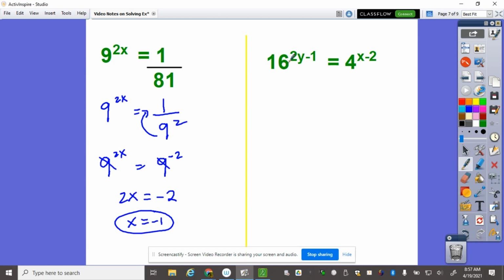Next, 16 raised to the 2y minus 1 equals 4 to the x minus 2. They do not have the same base, but I can make their bases the same. I know that 16 is 4 squared. Pay attention here.